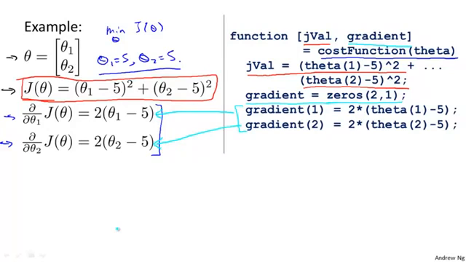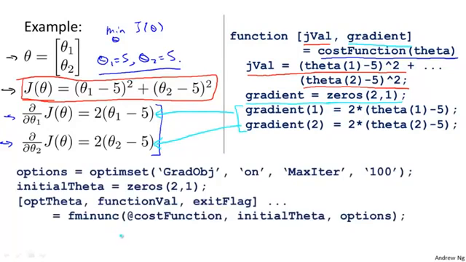Having implemented this cost function, you can then call the advanced optimization function called fminunc. It stands for function minimization unconstrained in Octave. And the way you call this is as follows. You set a few options. Options is a data structure that stores the options you want. So GradObj on sets the gradient objective parameter to on. It just means that you are indeed going to provide a gradient to this algorithm.